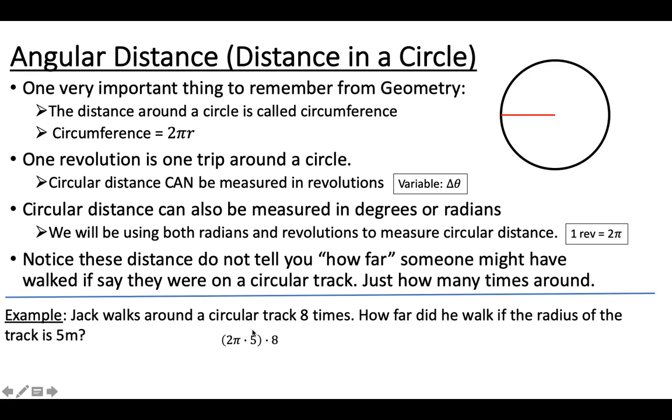How many times did he go around the track? He went 8 times. So we just take that and multiply by 8. That's 80 pi meters. So he walked 80 pi meters. Maybe you don't like that we leave the pi there, so you put 80 times pi in your calculator, you would get 251.3 meters. So how far did he walk if he went around the track 8 times? He walked 251.3 meters.